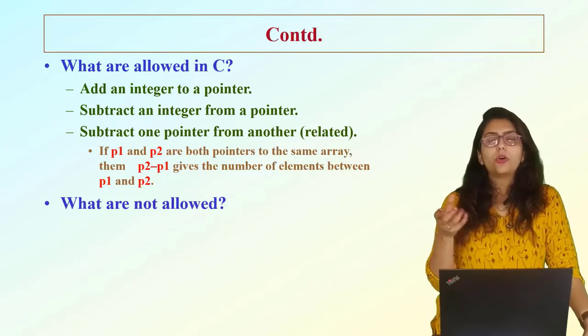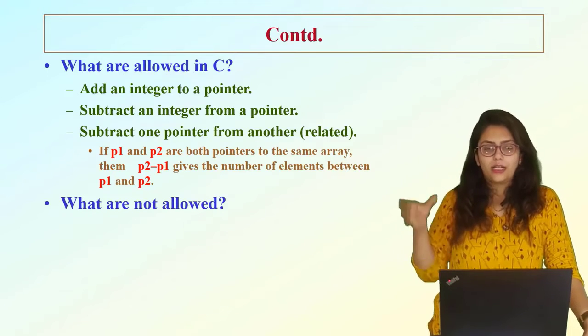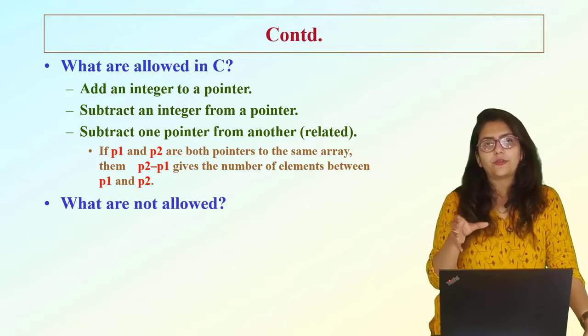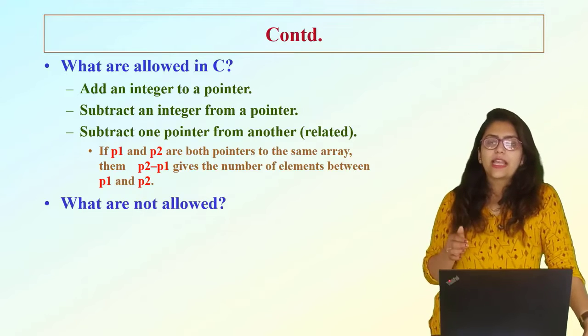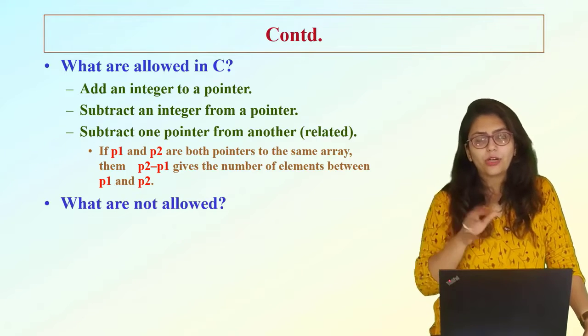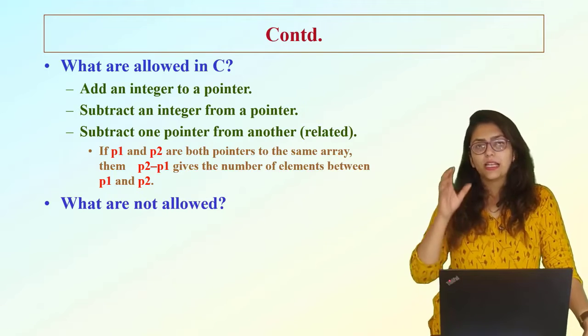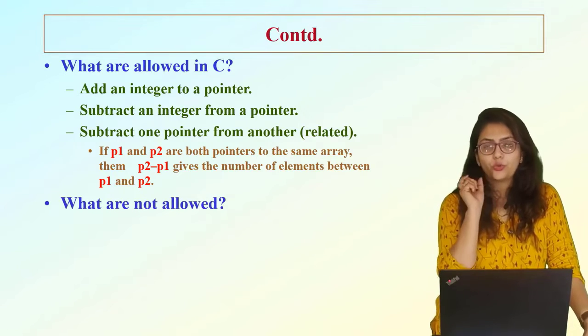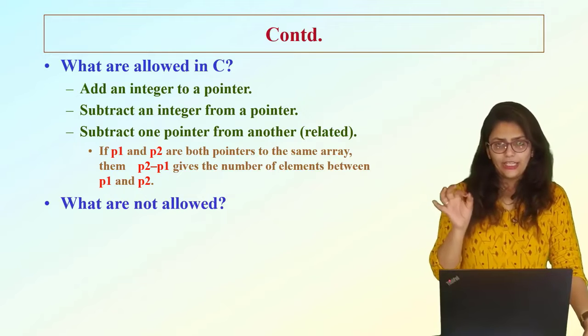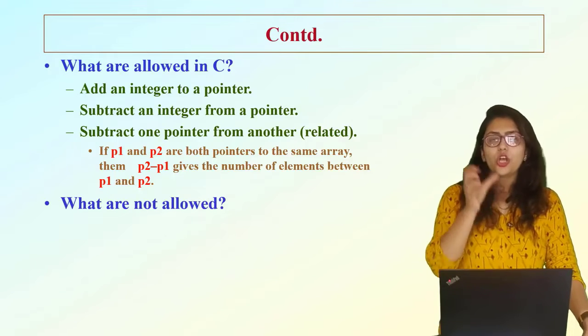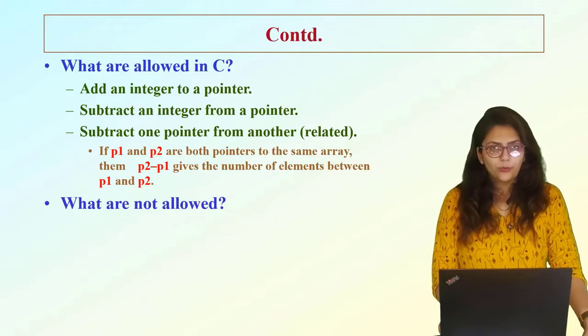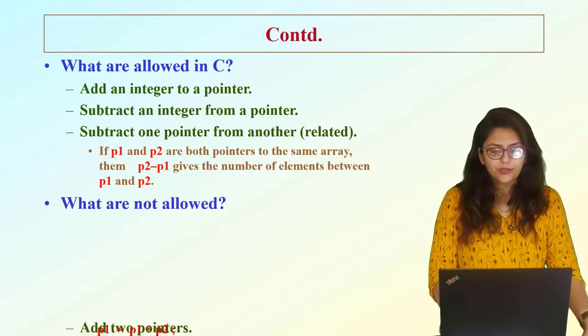Then you can also subtract one pointer from another pointer. So suppose p1 is carrying address 1380 and p2 is carrying address 1382, then you can do p2 minus p1, that is giving me one element, right? 2 bytes, like 1382 minus 1380, that means 2. So it will give me some kind of value, right? So it is allowed in pointers.